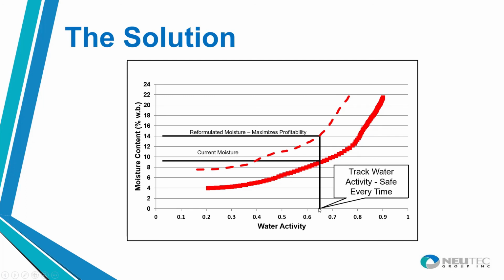So we worked with them, and this isotherm now shows that shift up because of the addition of these humectants, to make a product that they can now sell at 14% but still be safe. And as long as they measure water activity as their release specification, they'll be okay.